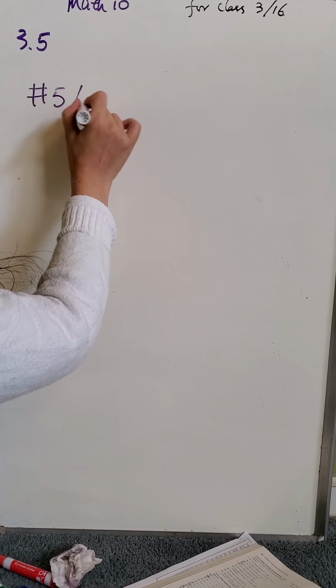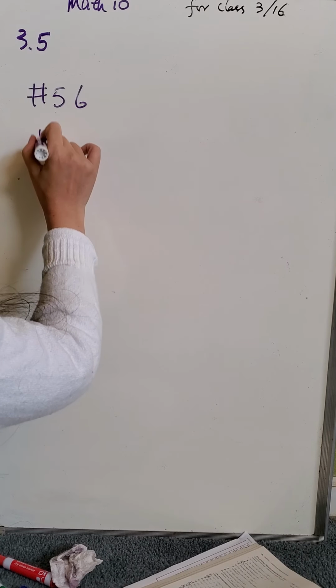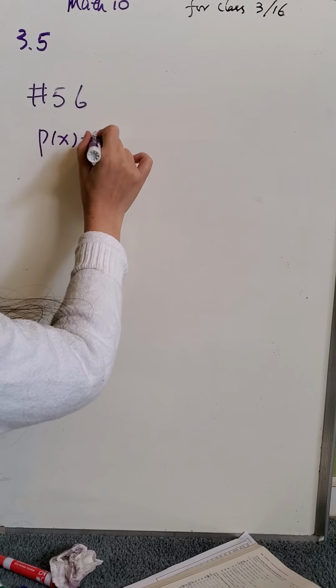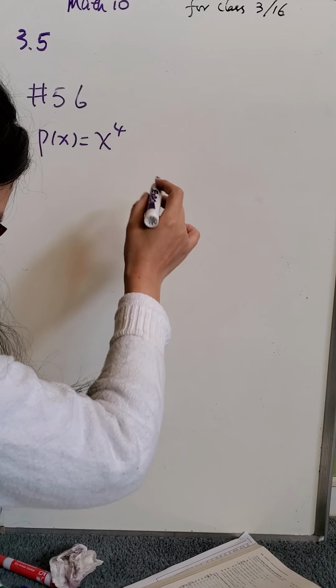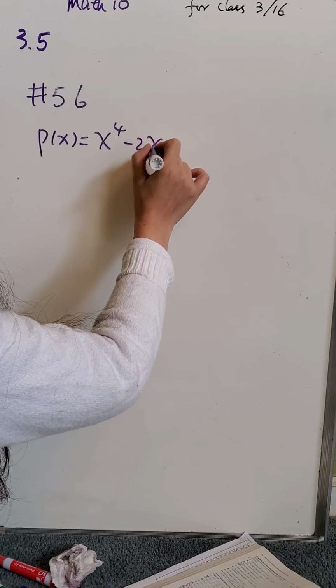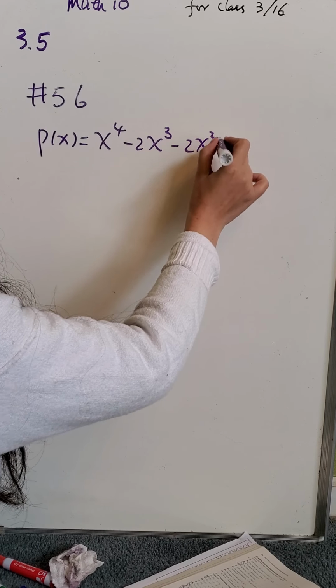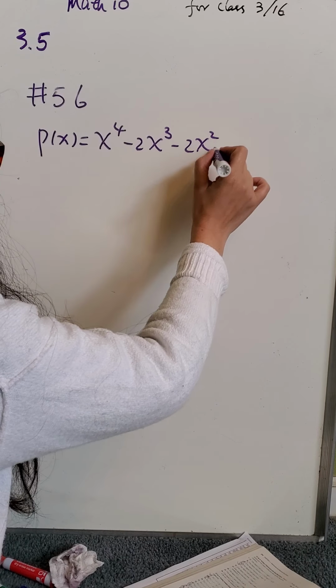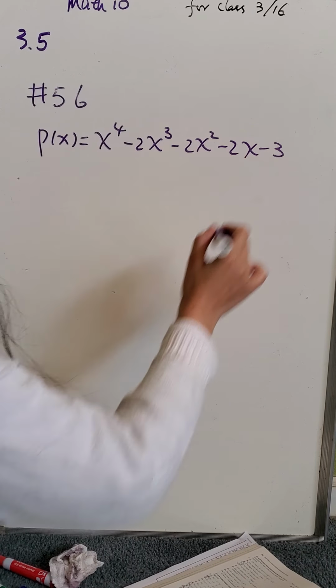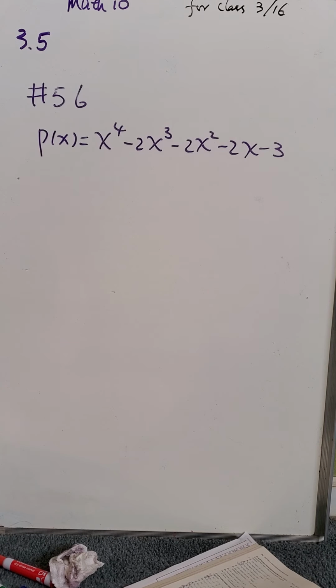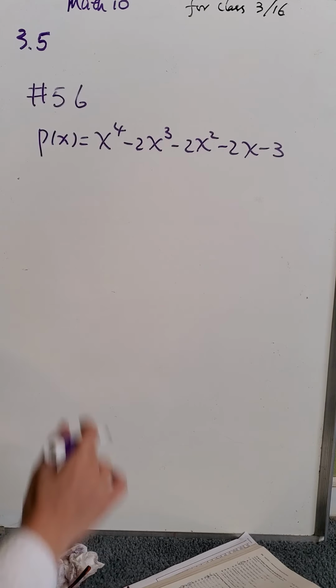So 15.6, and we have P of x equal x to the 4th minus 2x cubed minus 2x squared minus 2x and minus 3. So we're going to do the same thing. We have to solve this one. So we're going to list all our possible rational solutions first. That means the solutions without i, without square root, we list them all out first.